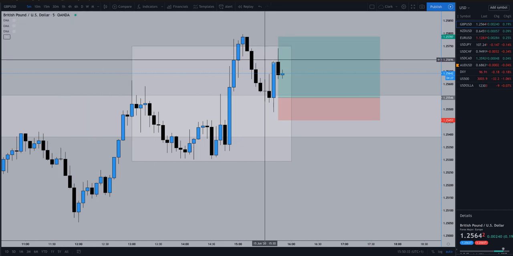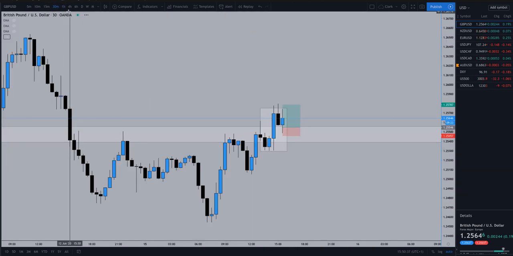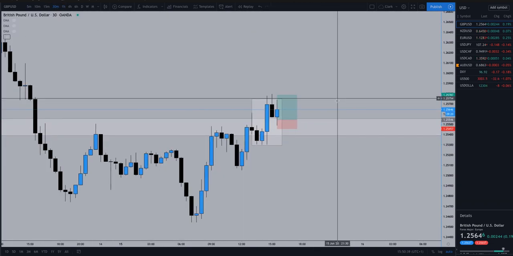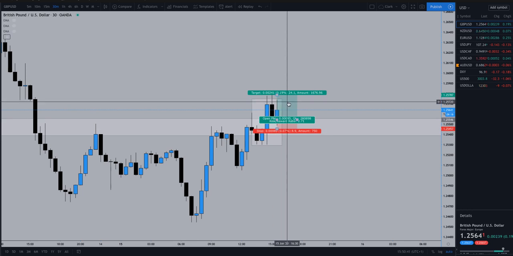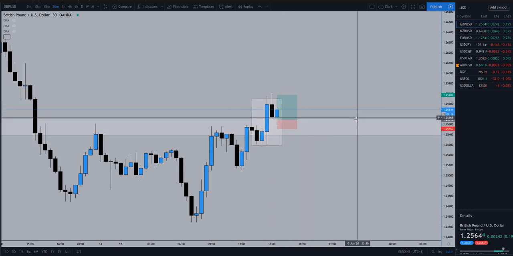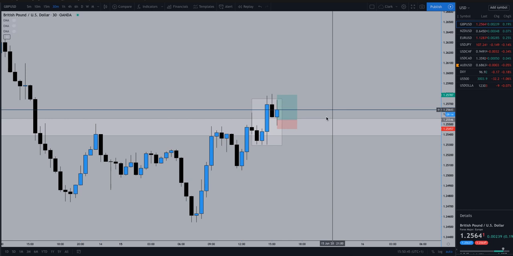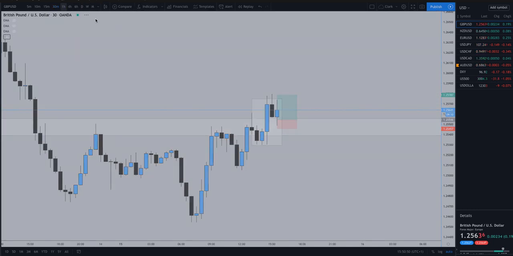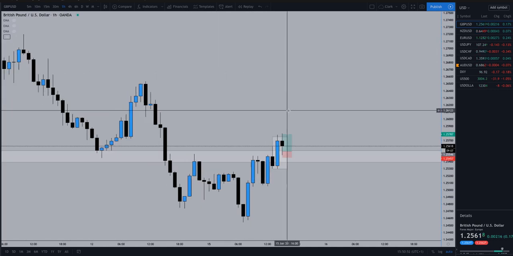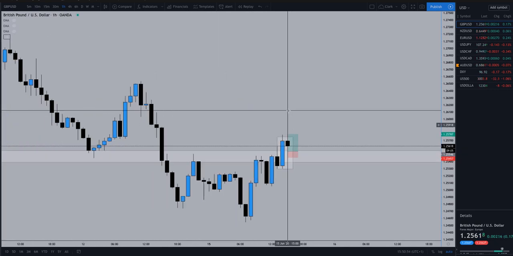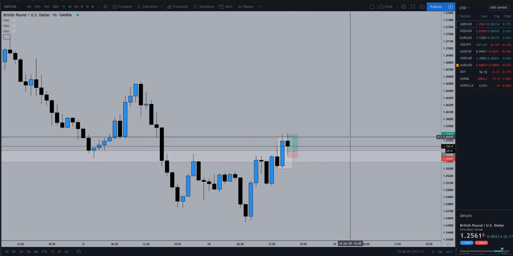But that's why it's just safer to play the 1 hour, or even a 30 minute. Look, it broke it, it retested. Now we just need to see. It's still very indecisive here. But the 1 hour is clean, clear, crisp. Break, retest. We'll see how this closes. Okay, that's it.